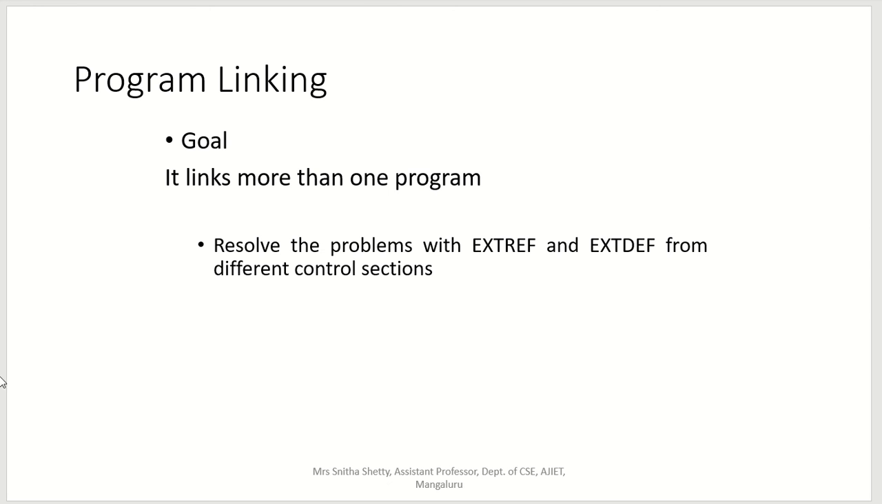So let's see with an example. Assume I have 3 programs. You can see here the name of the program, this is program A. Next you can see program B, and next program C. So these are the 3 different modules of a single program. Now you should combine all these 3 programs, then only you will get the output.